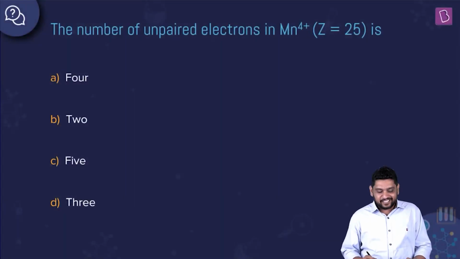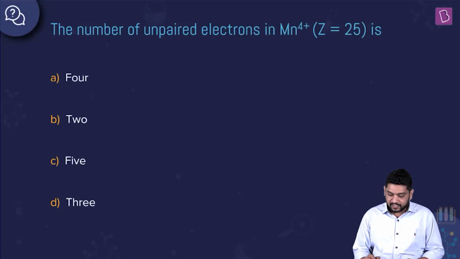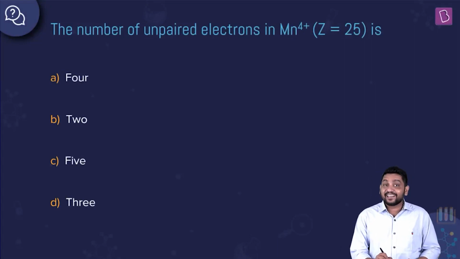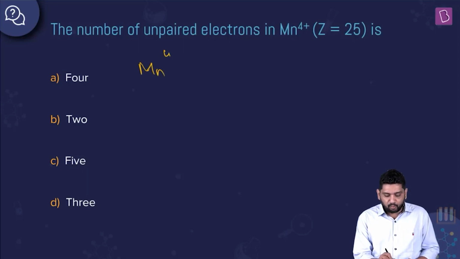Okay, this is a very simple question. The number of unpaired electrons in Mn4+ is what is asked. Obviously, atomic number is given as 25. I hope you don't need this anymore. So yeah, what do we have? Manganese, we need 4 plus, right?